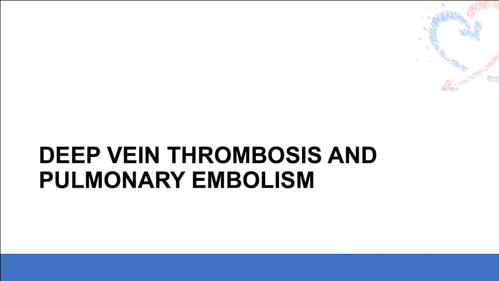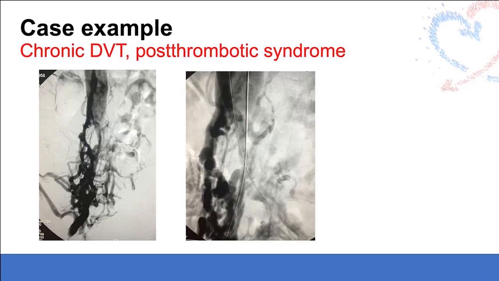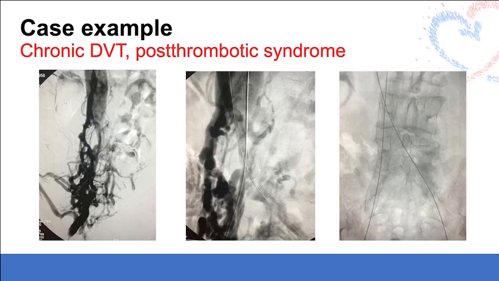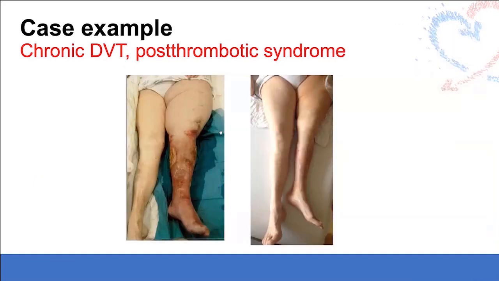Deep vein thrombosis and pulmonary embolism are a trend at the moment in vascular medicine. This is a case of a chronic DVT with postthrombotic syndrome. In those cases, we have the ability to go with the barrel technique with double wires and to have a really nice result at the end. And this is the result before and after the treatment. This is a classical postthrombotic syndrome with massive ulceration, which was treated very quickly, and the ulcer was healed successfully.